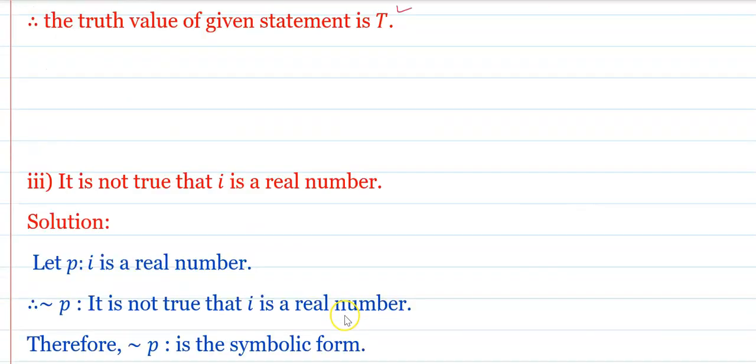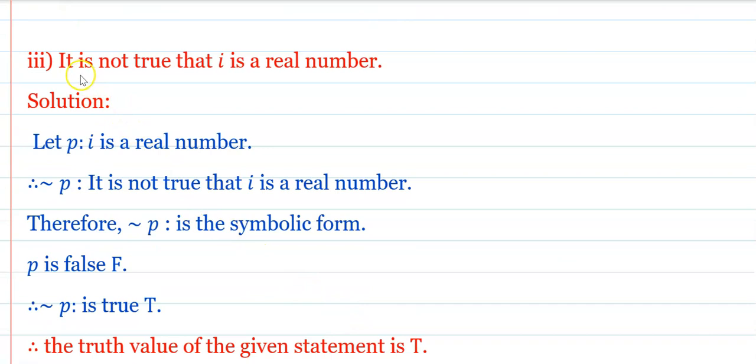Okay. Now the next. It is not true that i is a real number. Okay. Now first we consider that i is a real number. Okay. But is i a real number? i is not a real number. Therefore the truth value of this given statement is false first of all. And we will write in the symbolic form.